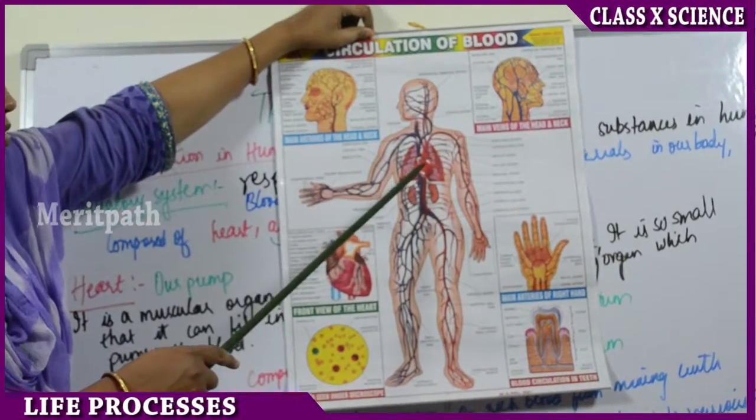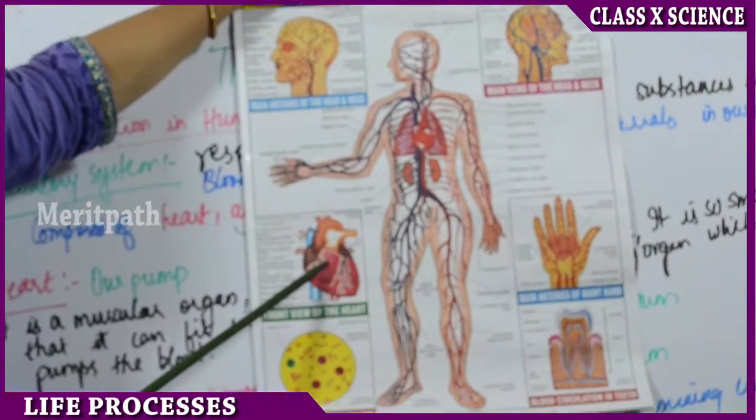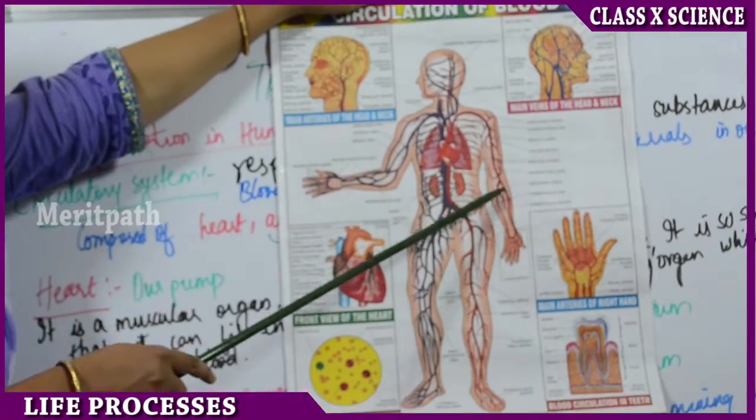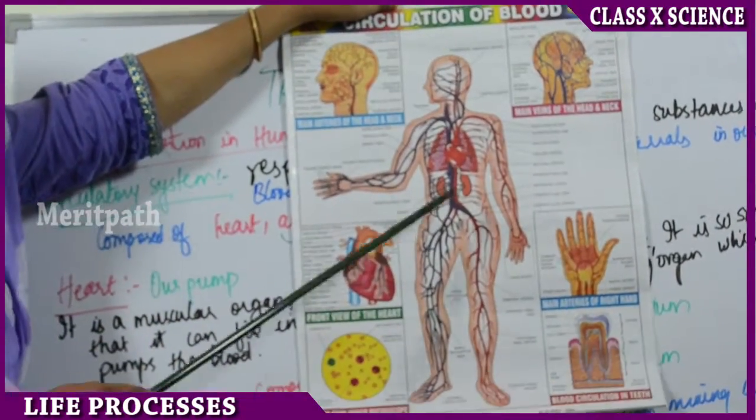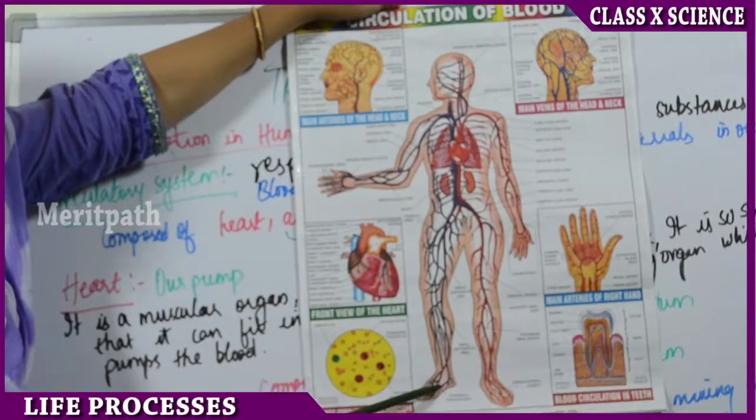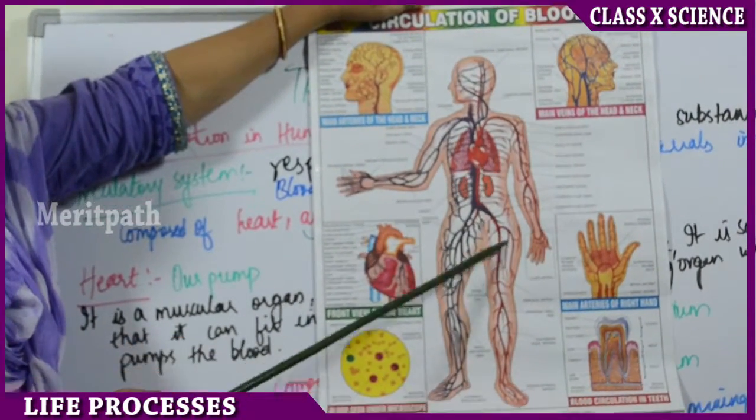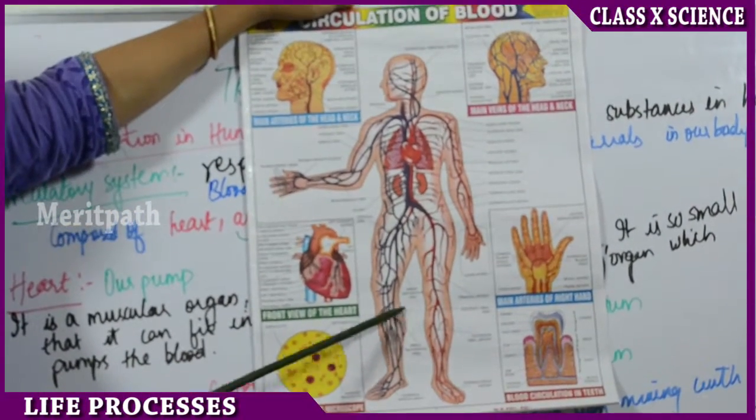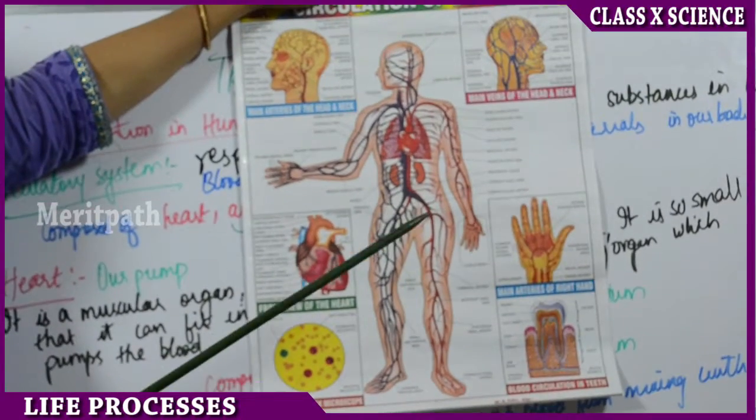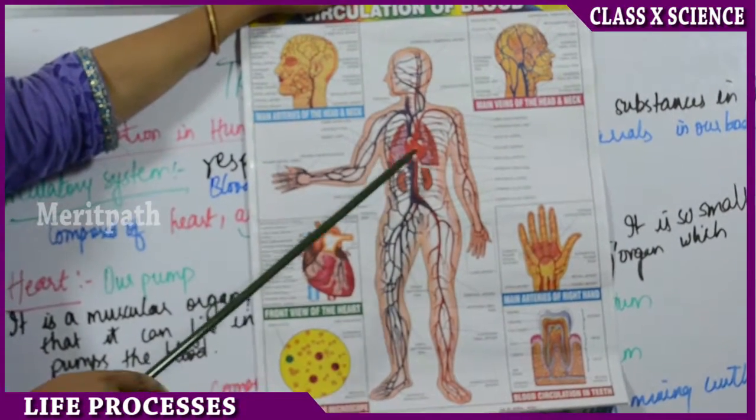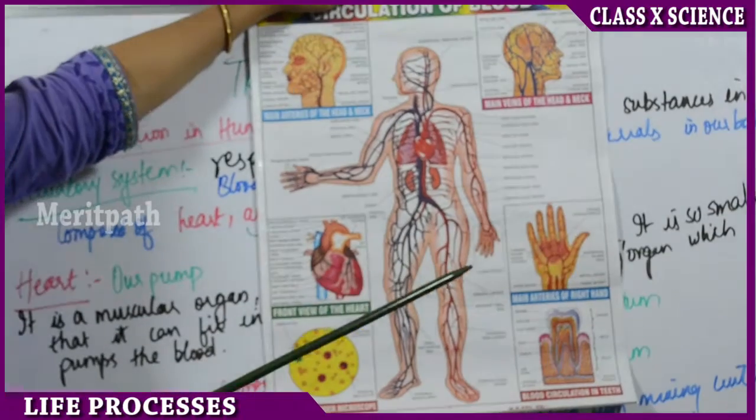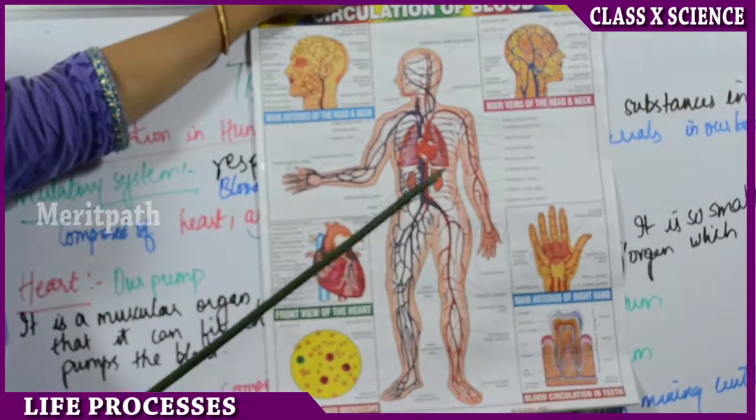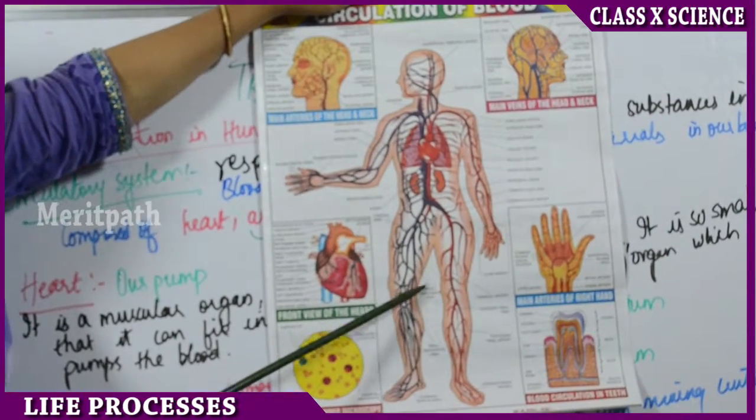The circulatory system is composed of the heart. This is the regular view of the heart. So heart, arteries and veins. These red color ones are totally arteries. These blue color ones are totally veins. Arteries carry oxygen-rich blood. Veins carry deoxygenated blood. The circulatory system is composed of heart, arteries and veins. Arteries and veins together are known as the blood vessels. The circulatory system is also composed of blood capillaries.